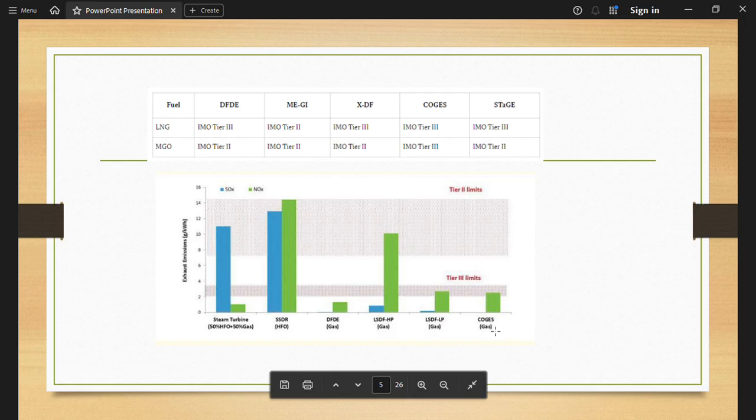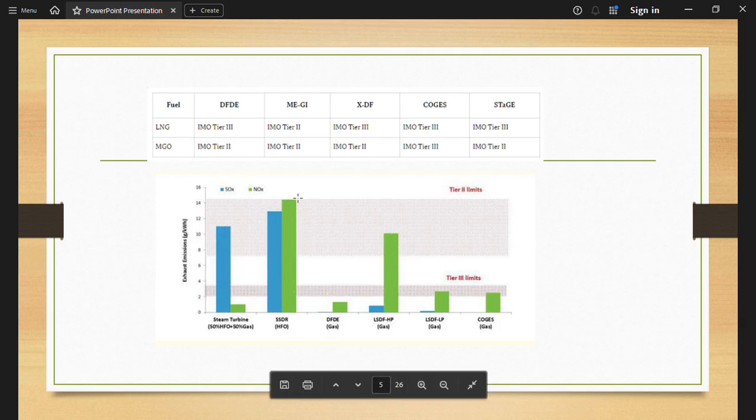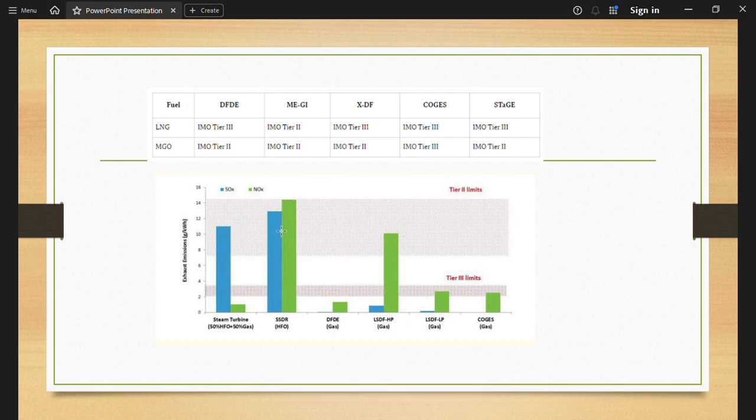Okay, so the tier 3 limit you can see here is the exhaust emissions in grams per kilowatt hour. That is the tier 3 limit, and that is the tier 2 limit. The blue one indicates the SOx emission, and the green one indicates the NOx emission. So you will have here the maximum SOx emission and NOx emission, which is tier 2 compliant.